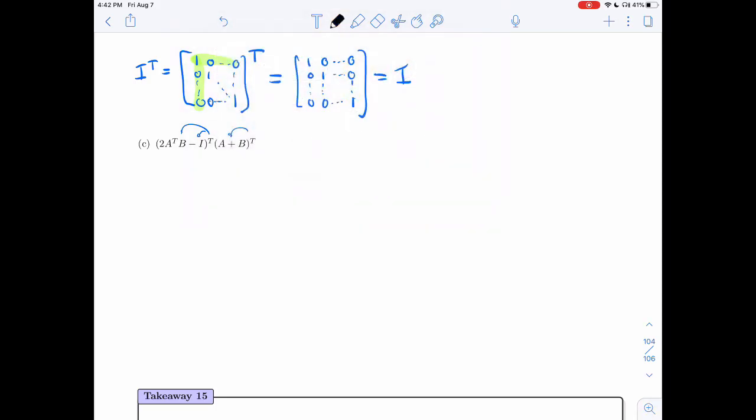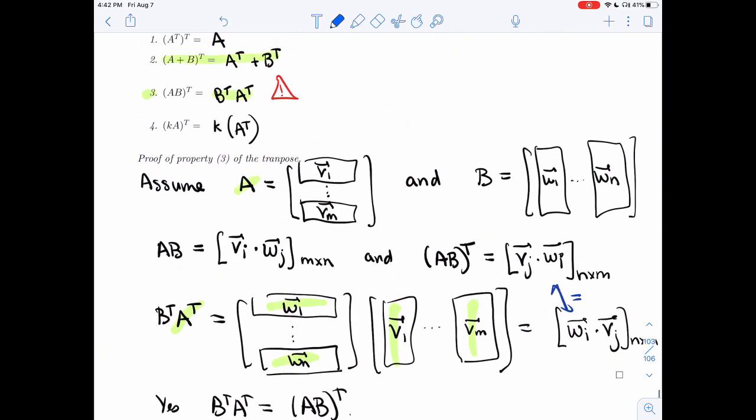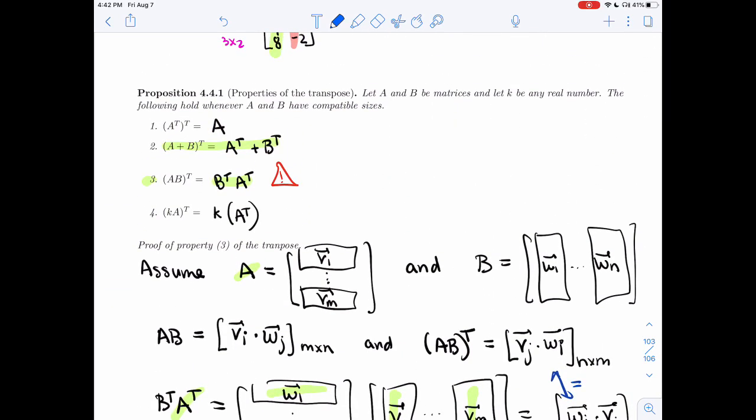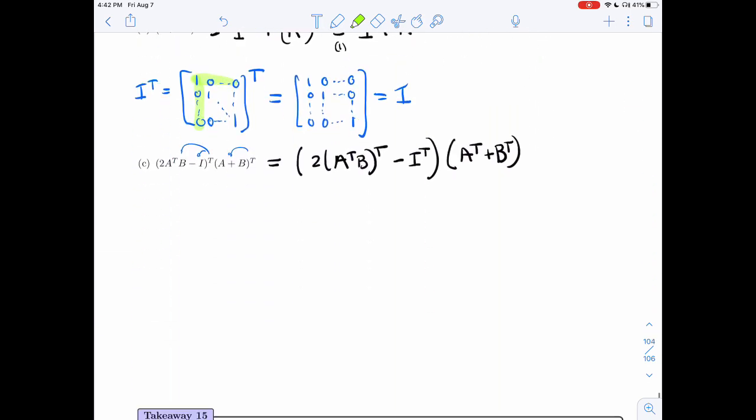What I'll get is the 2 comes out, so I'll get A^T B^T minus I^T. We just learned that doesn't do anything. I^T plus B^T. So really here I'm using two properties. I'm using property 2, that if I have a sum, I can bring it in, and property 4 as well that we haven't seen yet, because I'm actually leaving the 2 outside the transpose. That's what property 4 tells me. So this is 2 and 4.